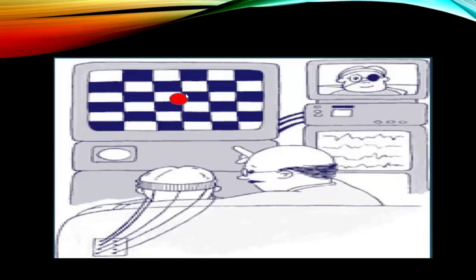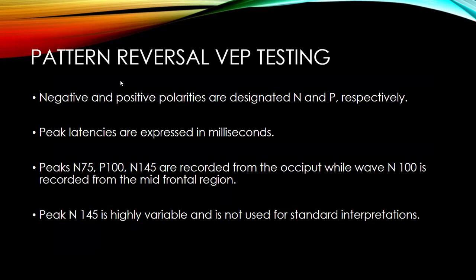There will be a checkerboard pattern and a red dot for fixation. The electrodes here are band type electrodes. Normally we use the standard disc type electrodes, and one eye is usually covered. Based on the number of sweeps and the number of stimuli given, the visual potentials are recorded, and those are averaged to form one particular potential.